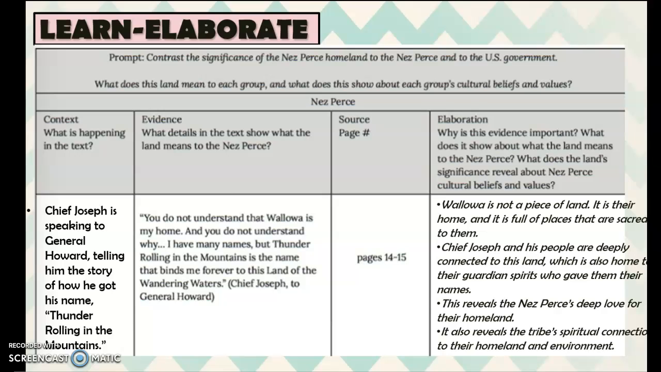So I want you to take a second and write down, why is this piece of evidence important? What does it show about what the land means to them? This land means everything to them, to the point that Sound of Running Feet has wild thoughts in her mind. That tells me that she really loves and cherishes this land. So all in all, if I look at the evidence from this organizer, I can tell you that this land means everything to the Nez Perce, and that the Nez Perce had a deep love and spiritual connection to their land.